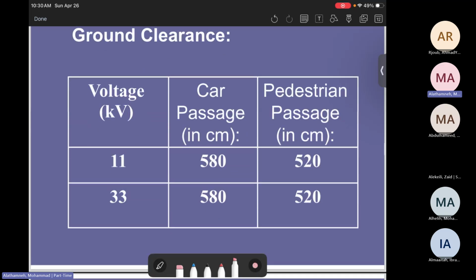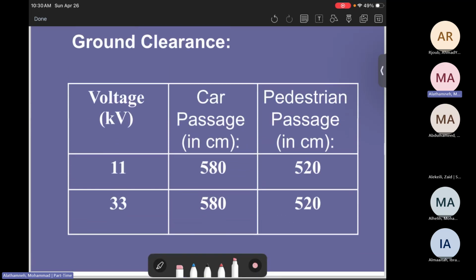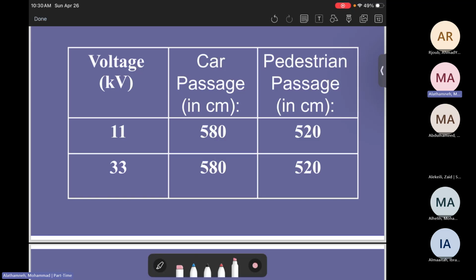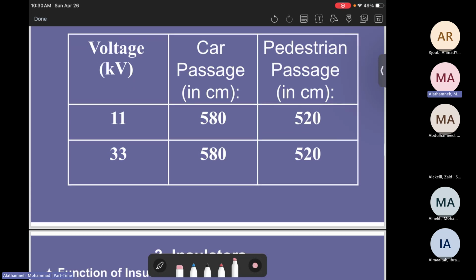Now, what does the clearance look like? In medium voltage we have two voltages, 11 kilovolts and 33 kilovolts. When we are talking about car passage, it is about 5.8 meters. For pedestrian passage, it is 5.2 meters. For 33 kilovolts, it is almost the same. So those are the standards. If it is below 5.8, it will not be safe.